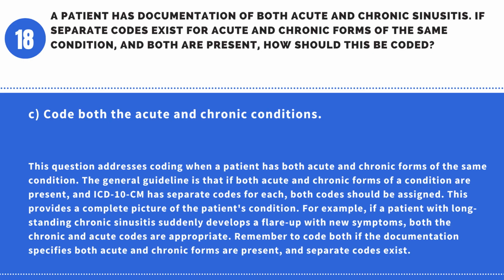For example, if a patient with long-standing chronic sinusitis suddenly develops a flare-up with new symptoms, both the chronic and acute codes are appropriate. Remember to code both if the documentation specifies both acute and chronic forms are present, and separate codes exist.